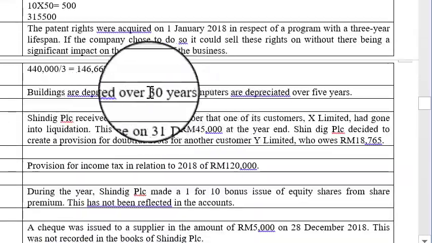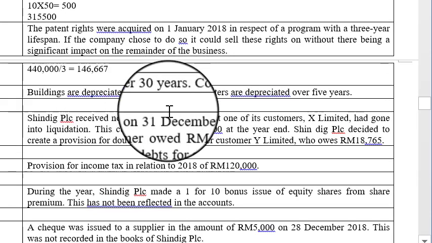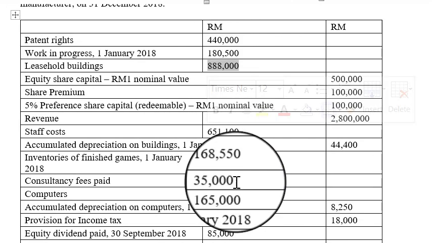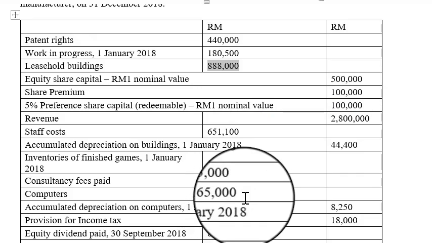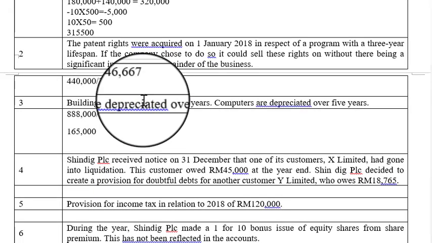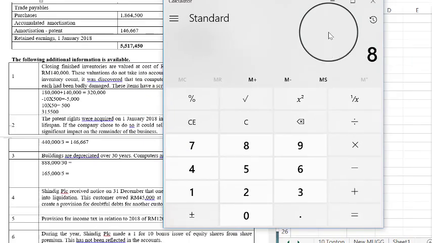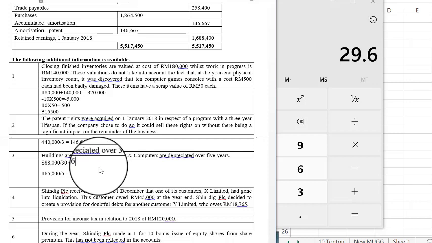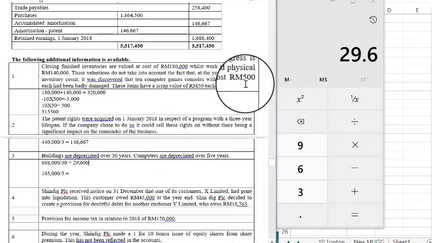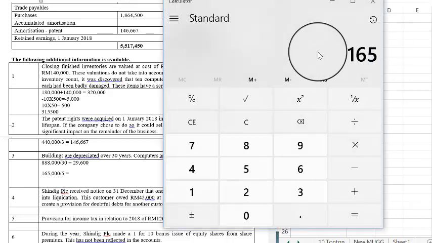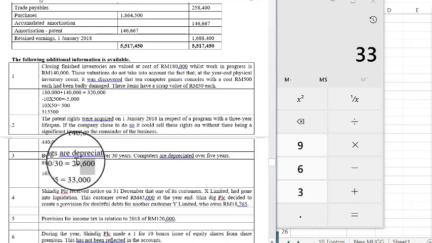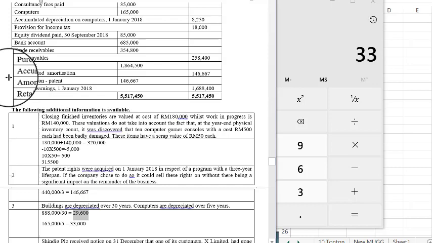Okay, now next one, depreciation: buildings are depreciated over 30 years and computers over 5 years. So look at your building, building is 888 and your computer is 165. So 888 divided by 30 years, and your computer is divided by 5 years. Every year you're going to depreciate 29,600, and computer 165 divided by 5 years, every year depreciation is 33,000. So look at this, depreciation for current year, we don't have it, so we have to add on.